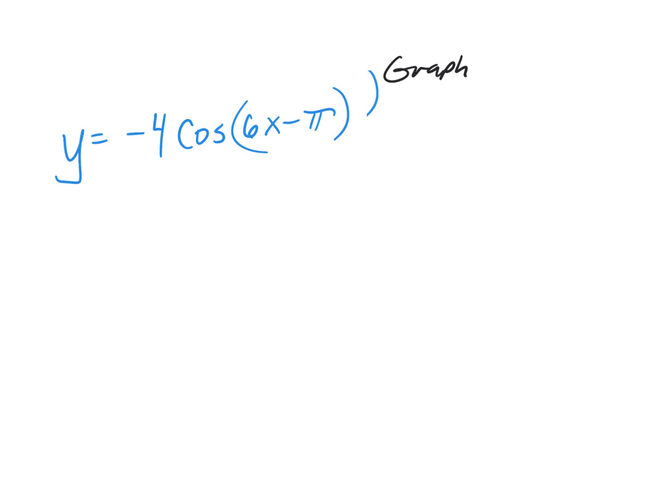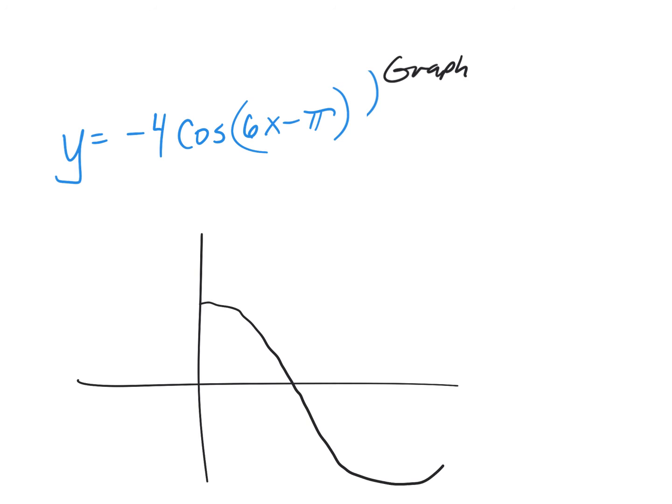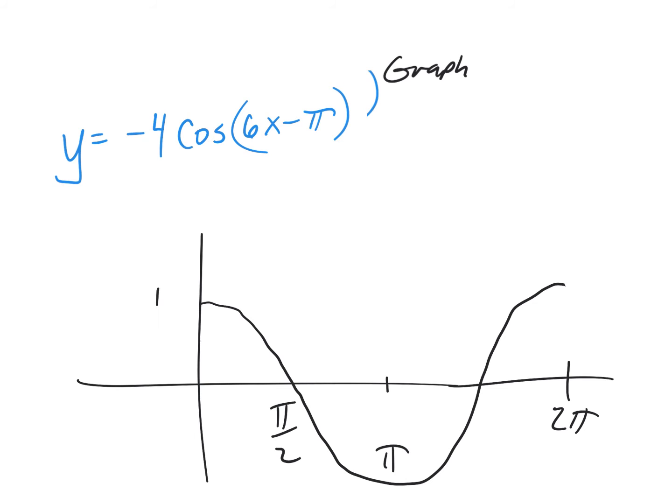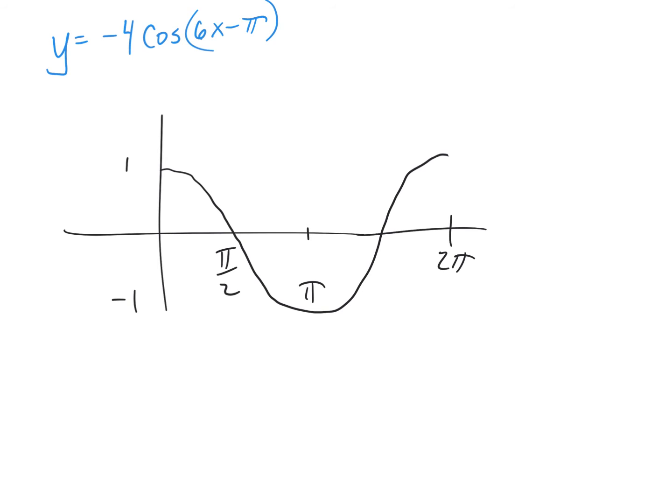So let's start by just making cosine's graph. Here's cosine. I like to think of it as a valley. Here's 2 pi. Here's pi. Here's pi over 2. Here's 1. Here's negative 1. That's supposed to be coming really easy now. If you haven't got cosine memorized, you've got to get that memorized.